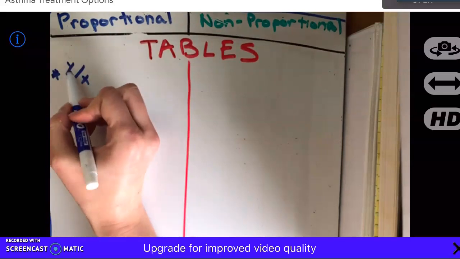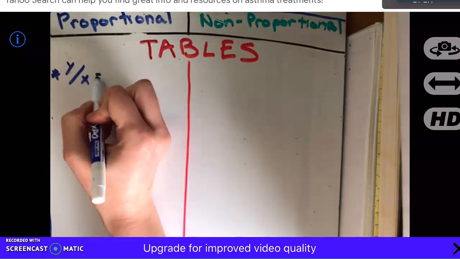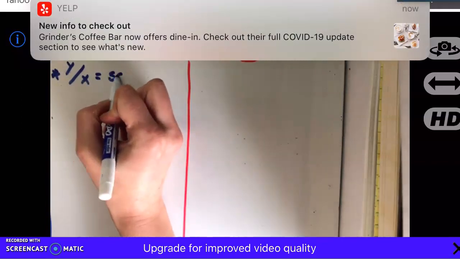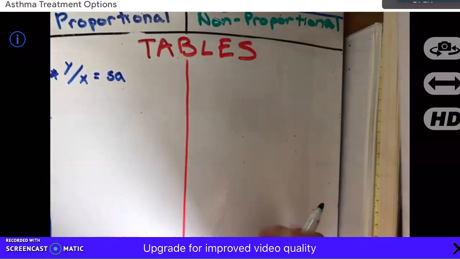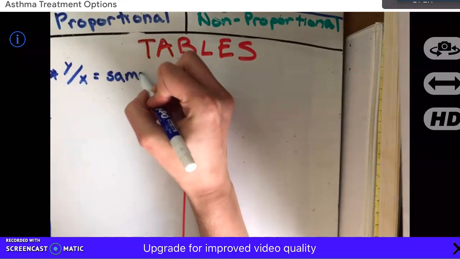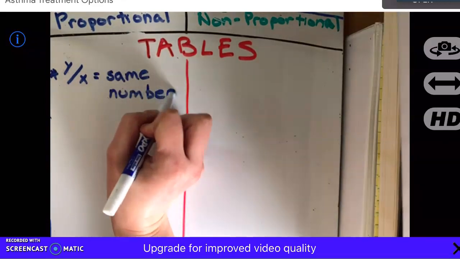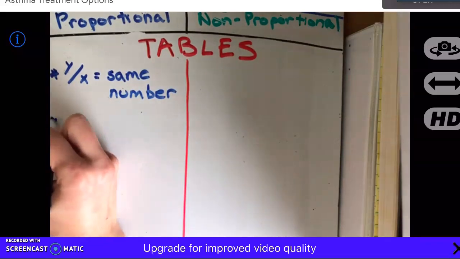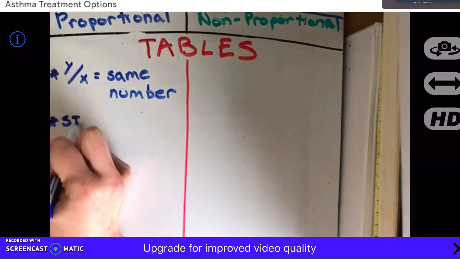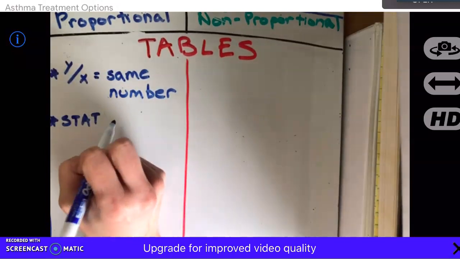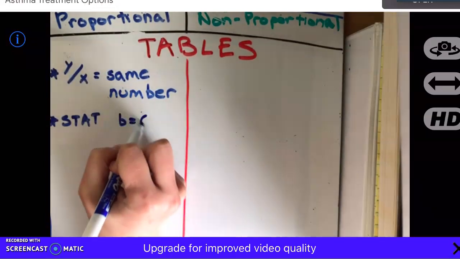So, y divided by x. When we take y divided by x with our table, we will always get the same number, okay? We will always get the same number no matter what. In your calculator, take a note of this. In your calculator, when you use stat for a proportional table, b will equal 0.